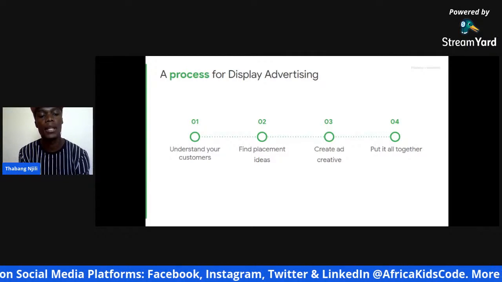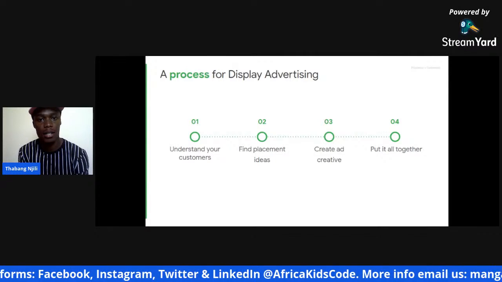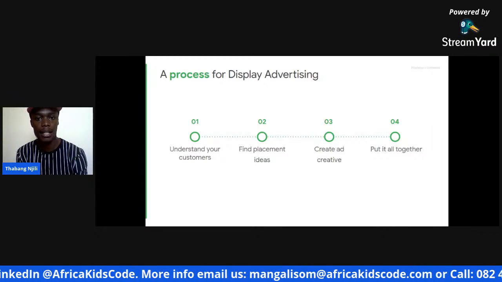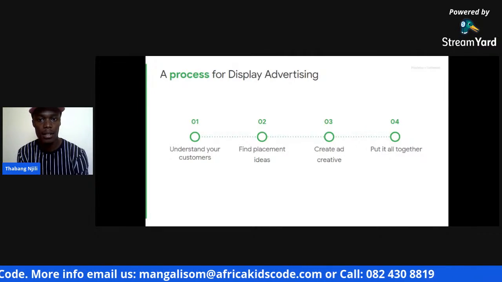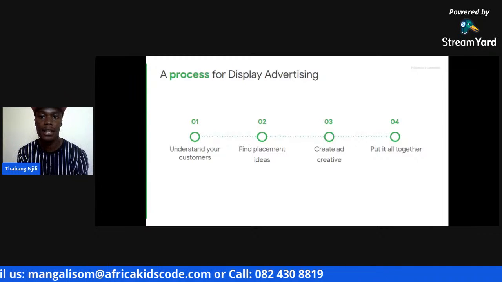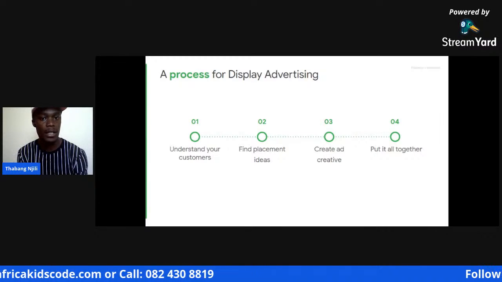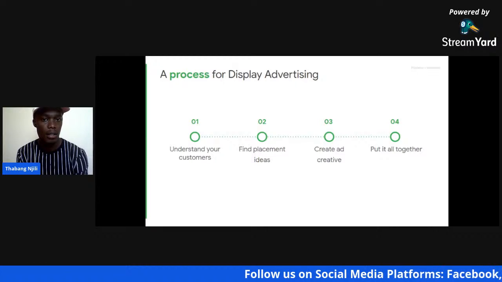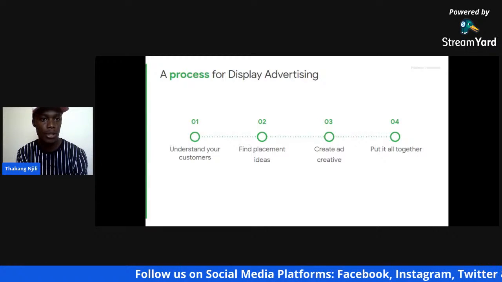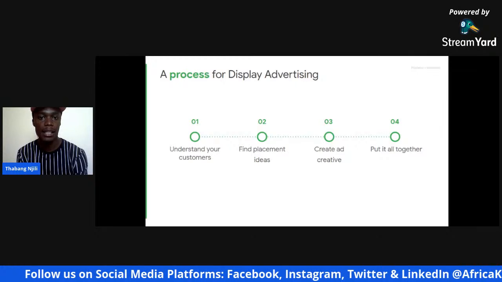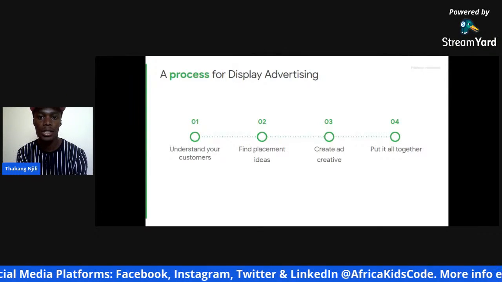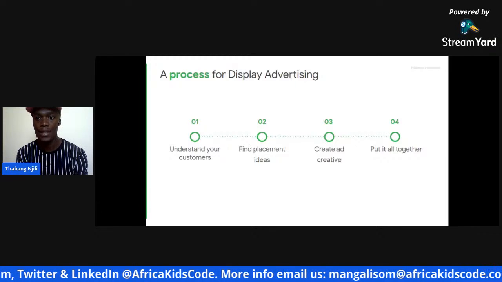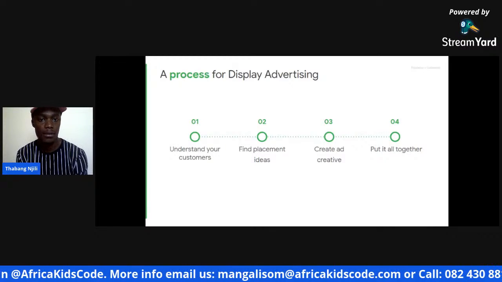A process of display advertising. So the first step will be understand your customers. This is what makes everything else happen. You have to understand your customers. The process number two is find keywords. We need to brainstorm good keywords to bid on that might be relevant to our target audience.